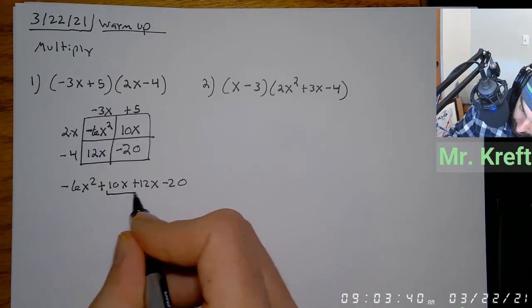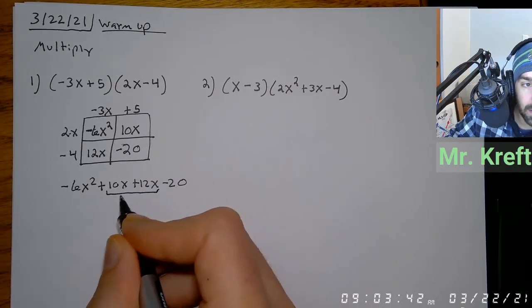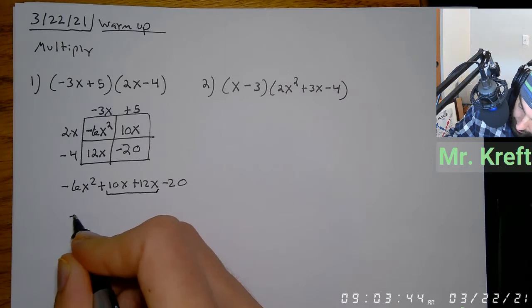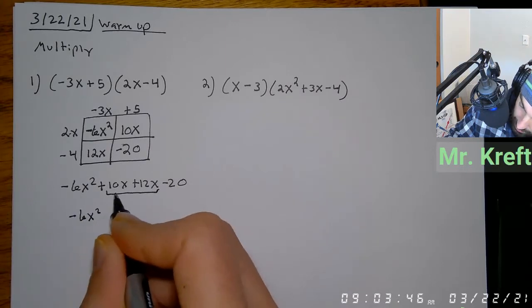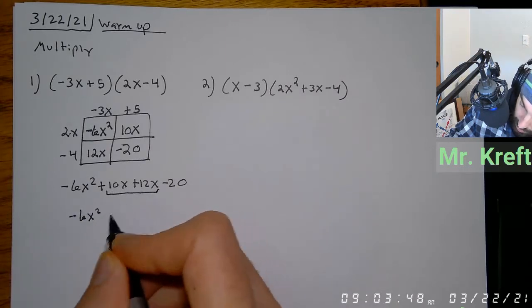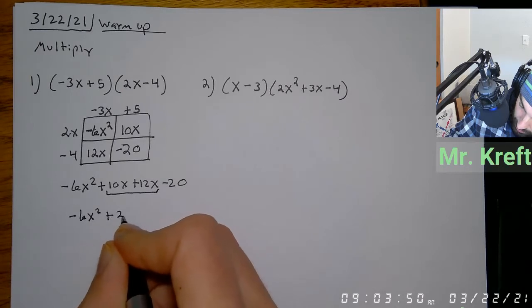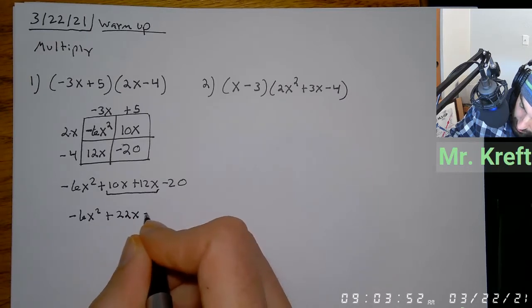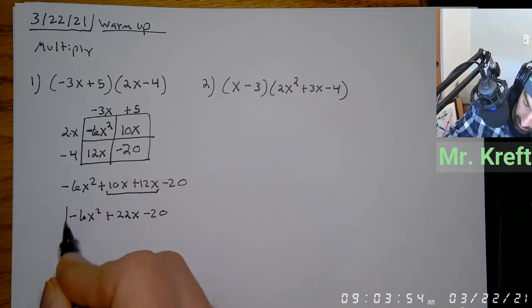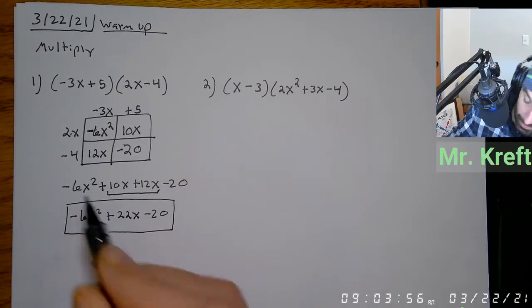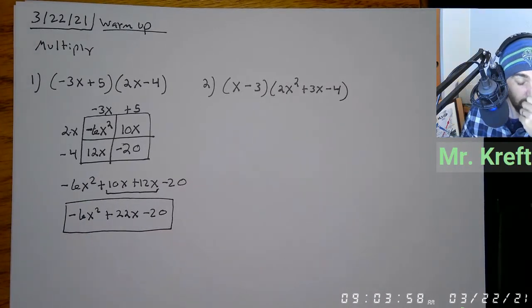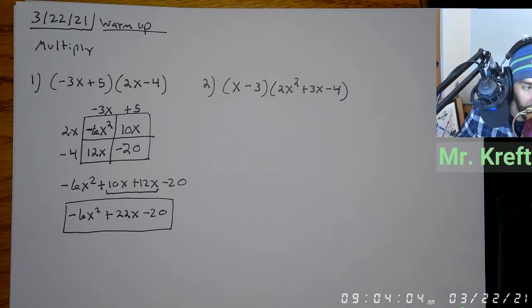So then what I notice here, right, is that we can combine like terms. So I'm going to have -6x squared. I have 10x plus 12x. So that's going to be 22x and then -20. So my final answer here is going to look like that. Okay. How are we doing? Does anybody have questions about that before we move on to the next one?